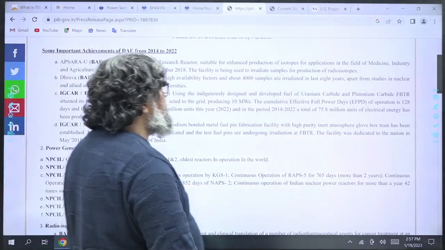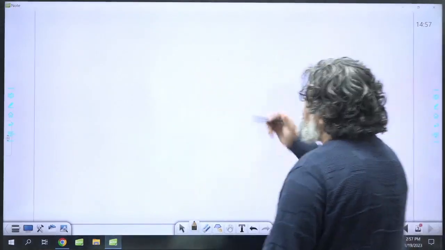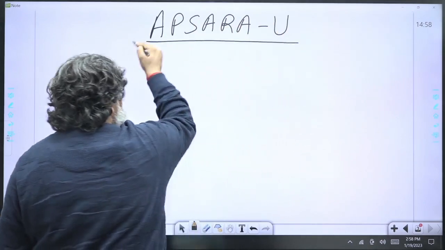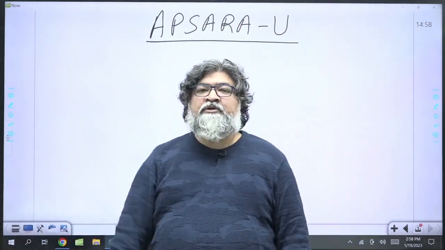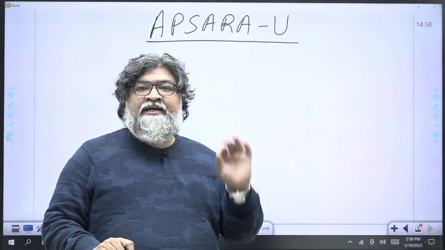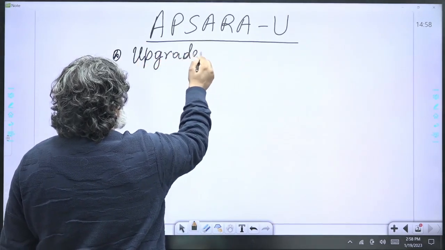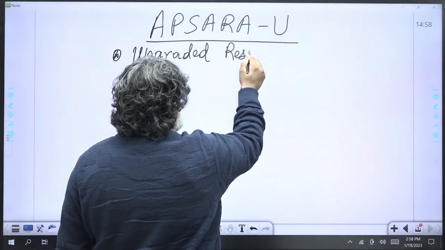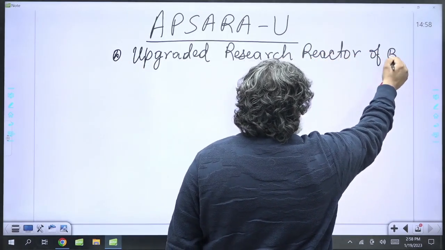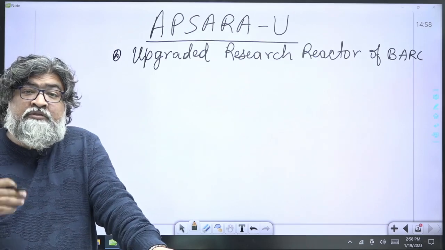Apsara U, very very important. Apsara U, Apsara upgraded. ये पिछले 6-7 साल से न्यूज में है, और इस संदर्भ में प्रश्न भी आ सकता है. Let me make you understand. Apsara is a research reactor. It has now been upgraded. Bhabha Atomic Research Center, BARC, upgraded research reactor, which is used for conducting research.